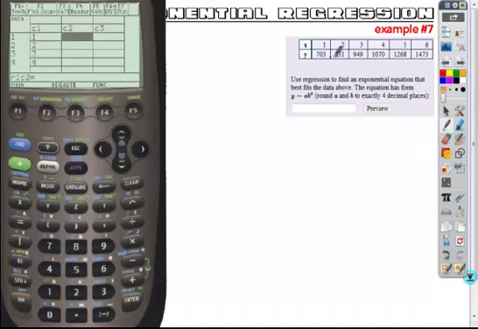And I'm going to go back in and enter my outputs. So 703, 851, 949, 1070, 1268, and 1473. And so there's all my inputs.